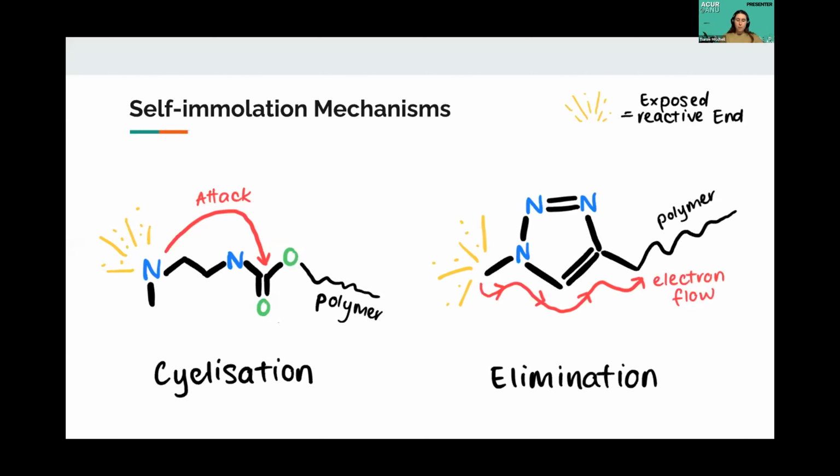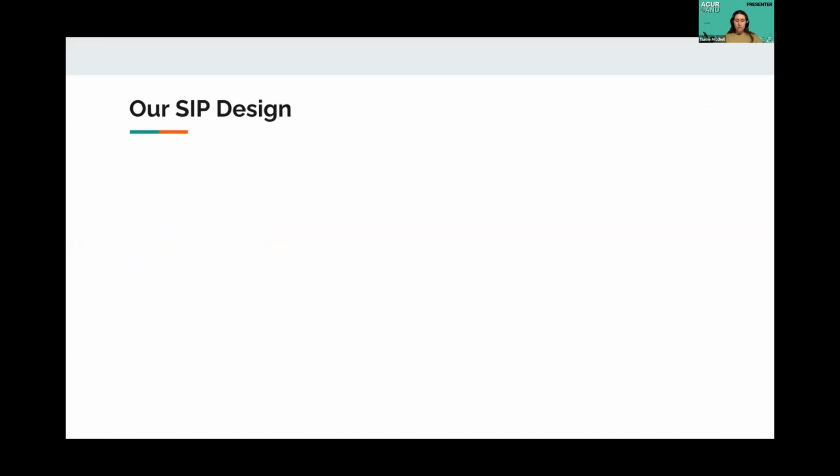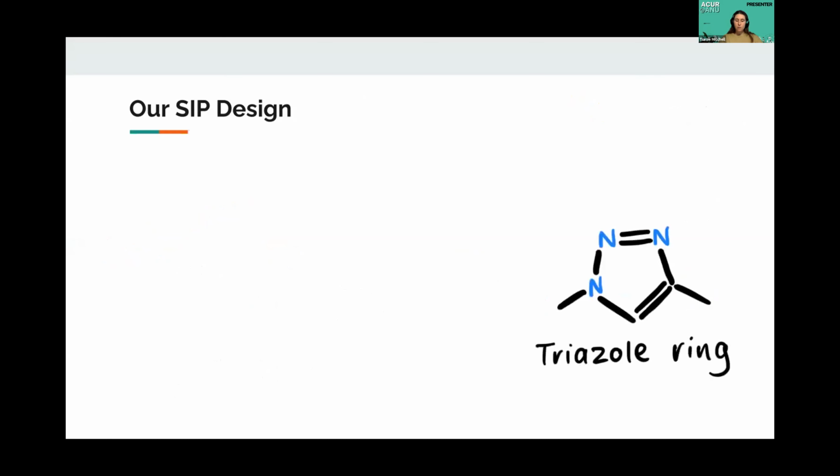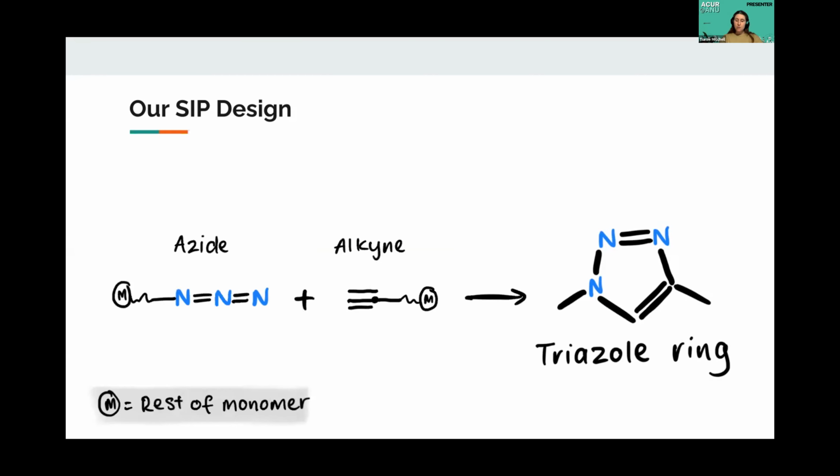And to this extent, the overall aim of this proof of concept project was to synthesize a new self-immolating motif that contained an alternative type of elimination mechanism, where in our design, this electron flow occurs across a triazole ring. Now further, another interesting point of our design is that this triazole ring is not part of the monomer, but rather it's incorporated into the polymer backbone during the linkage of the monomers themselves via a very well-studied azide-alkyne click cyclization reaction in the presence of a copper catalyst.